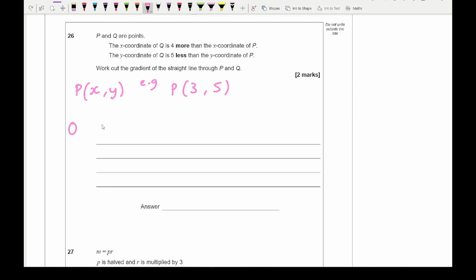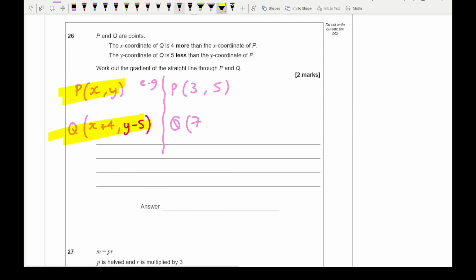Then to work out the coordinates of Q, using this bit of information, the x ordinate of Q is 4 more than P. Well, if the coordinate of P is x, then the x ordinate of Q is going to be x plus 4. So in other words, if we look at the actual number term, then Q is going to have a point of 3 plus 4, which is 7. Then it says that the y ordinate is 5 less, so it's going to be y minus 5. So these are the algebraic ways of writing the two coordinates.